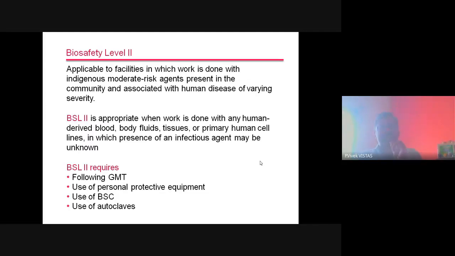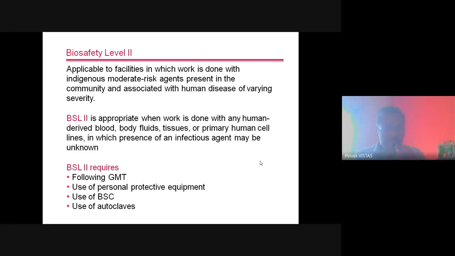So what is biosafety level 2? It is applicable to facilities in which work is done with indigenous moderate risk agents present in the community and associated with human disease of varying severity. So when we work with a particular agent or virus causing various human diseases, it comes under biosafety level 2.